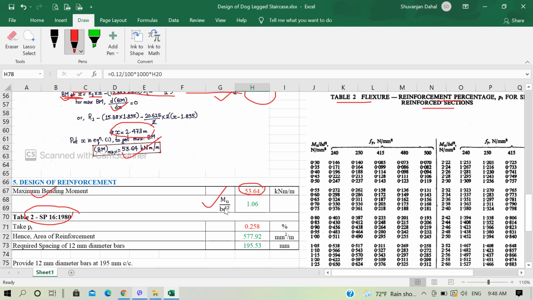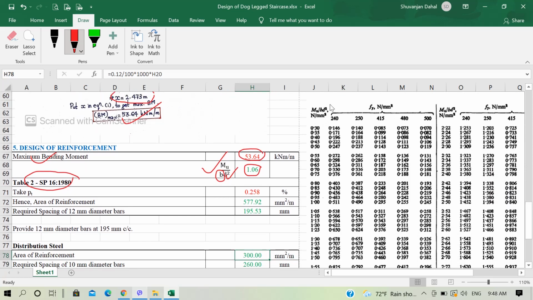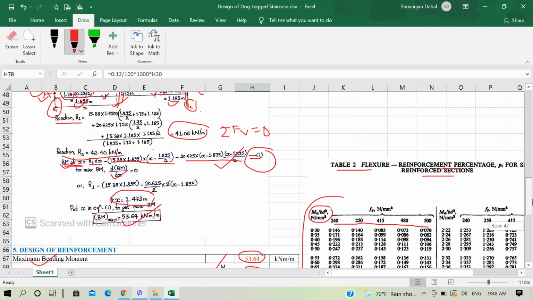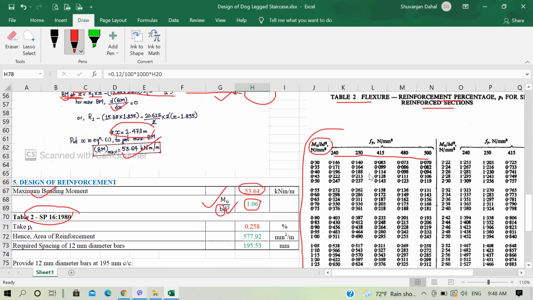Calculate Mu by bd square, where width is 1 meter, that is 1000 mm, and d is the effective depth of slab, which we have already calculated above. We get Mu by bd square to be 1.06. After calculating this, now let's go to the table. The table gives us here the reinforcement percentage for different values of Mu by bd square and different values of fy. And remember that table 2 is for concrete grade M20. If you have used a different concrete grade, then you may have to look at a different table.